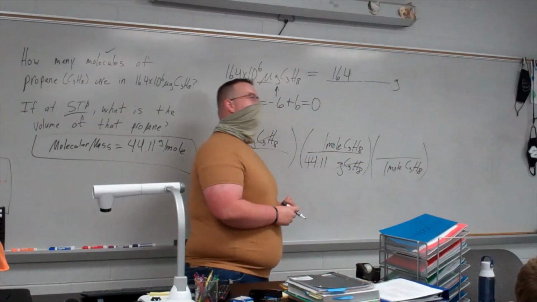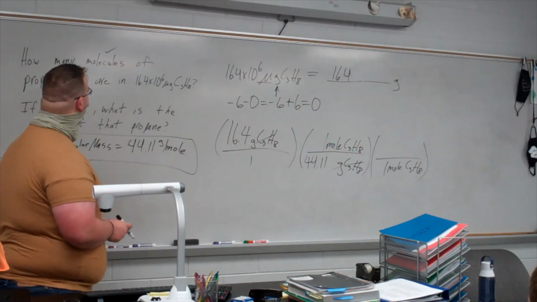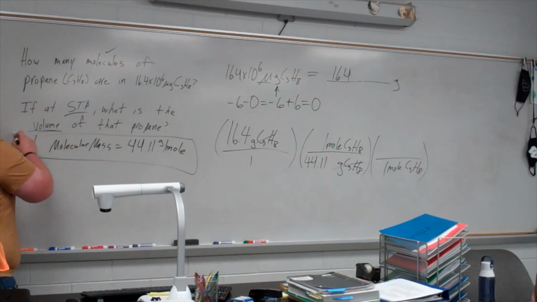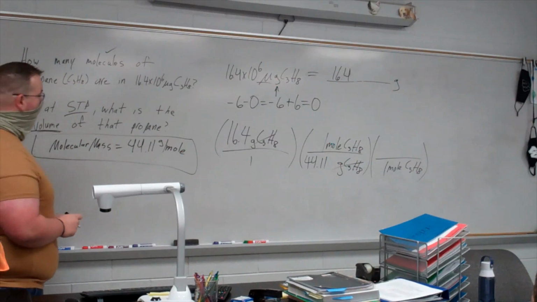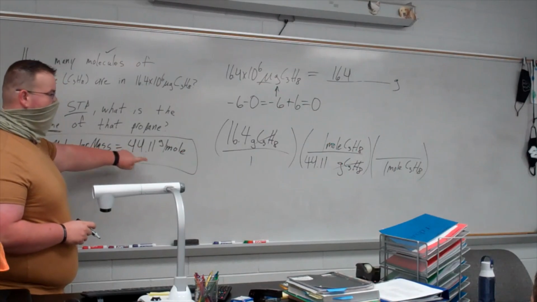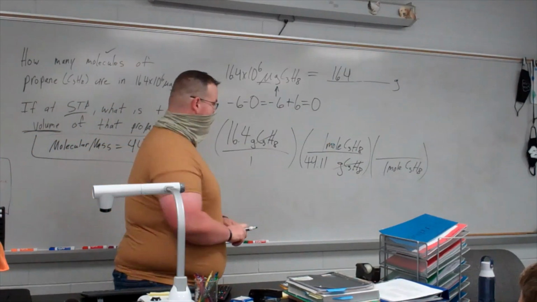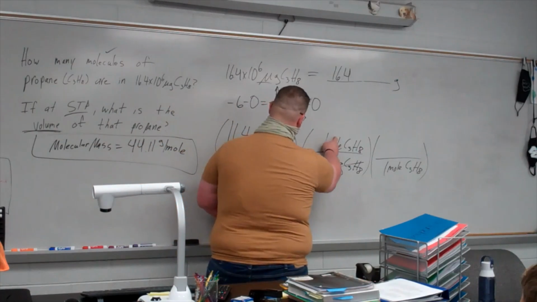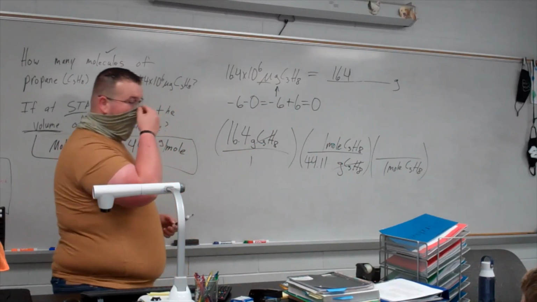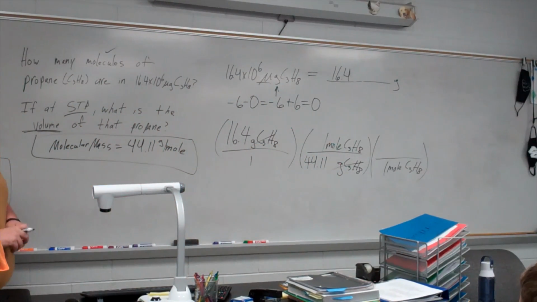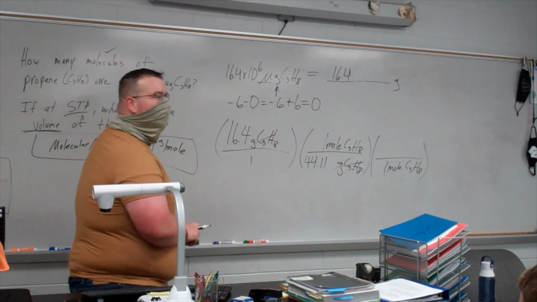I want to be left with what? Where did the 44 come from? 44.11 is the molecular mass that we calculated last week. And why do we need to use that in this? Because you're having to get from grams to moles. 1 mole of propane has a mass of 44.11 grams.